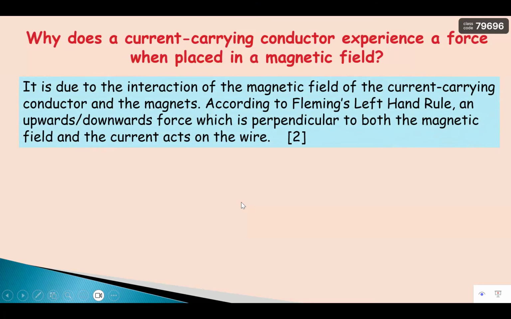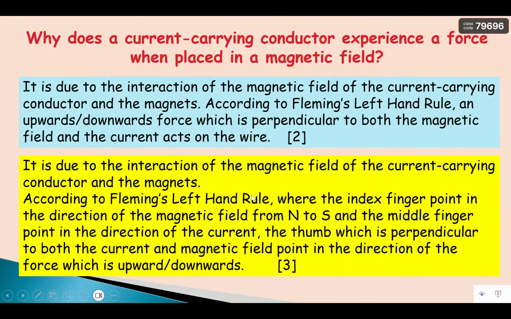wire move? Whenever the wire moves, it's because there is a force acting on it. So the larger the force, the larger the movement of the wire. Sometimes they will ask you to explain in words. So the answer is as follows. Sometimes it will be 2 marks, sometimes it will be 3 marks.